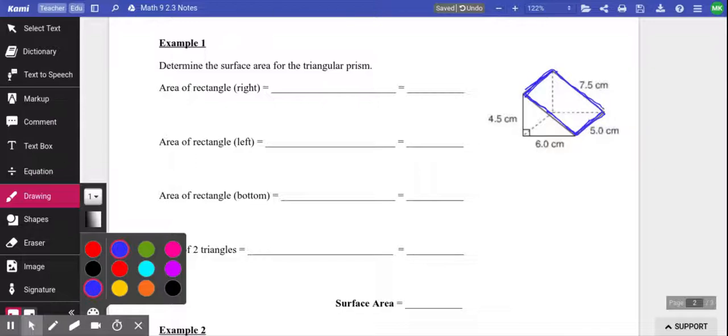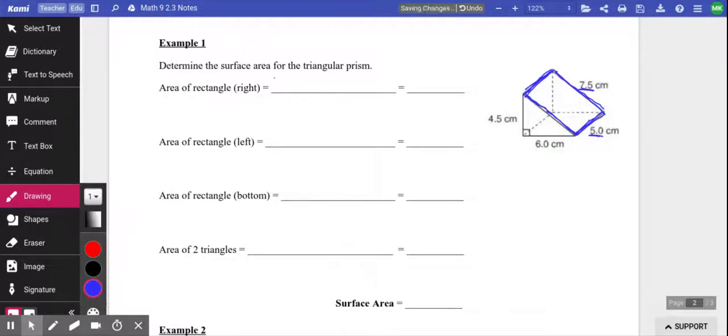If I want to figure out the area of that rectangle, I do its length times its width. So one side times the other side. So 7.5 times 5. And that would give me the area of the first one, which is 37.5.